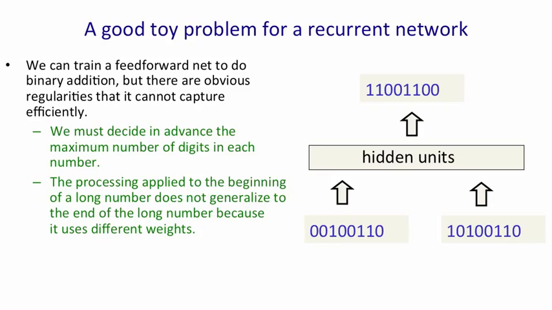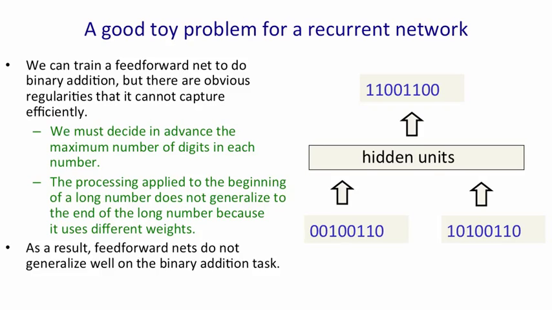generalize. That is, when we learn how to add up the last two digits and deal with the carries, that knowledge is in some weights. And as we go to a different part of a long binary number, the knowledge will have to be in different weights. So we won't get automatic generalization. As a result, although you can train a feed-forward neural network, and it will eventually learn to do binary addition on fixed length numbers, it's not an elegant way to solve the problem.